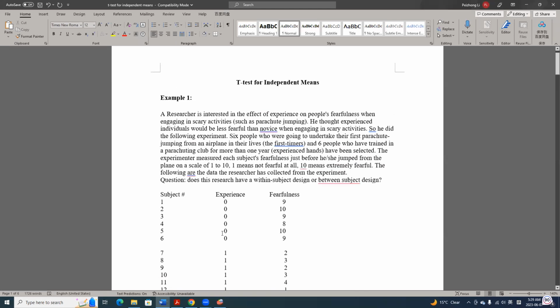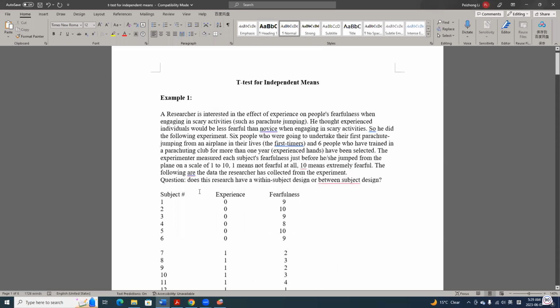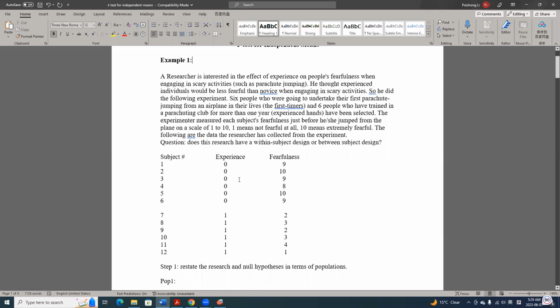I'm going to show you how to do a t-test using PSPP. I'm using this example from the handout.